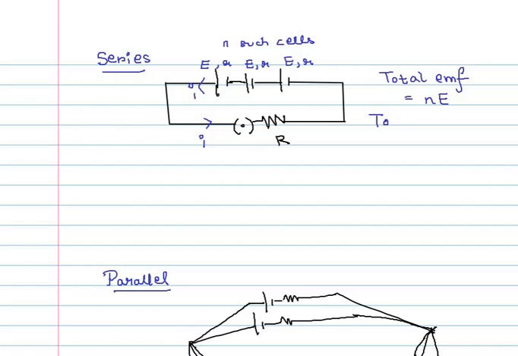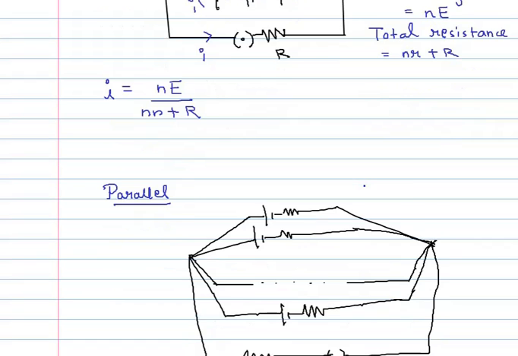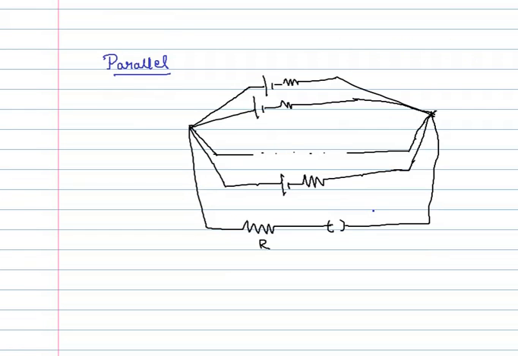And what is the total resistance? The total resistance in this configuration is equal to the number of cells, each having internal resistance r, so n into r, plus the external resistance R. Therefore the current which is flowing in the circuit in this configuration is given as nE divided by nr plus R. So this is the expression for current. Here the cells are in series combination. Let us now look at what happens when they are in parallel combination.